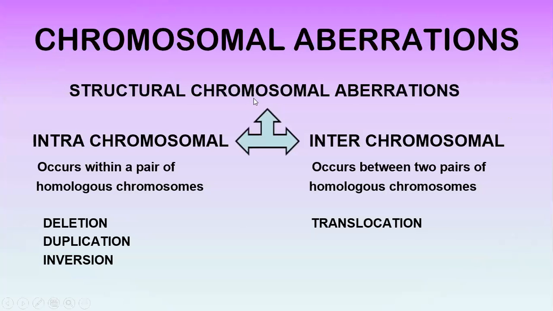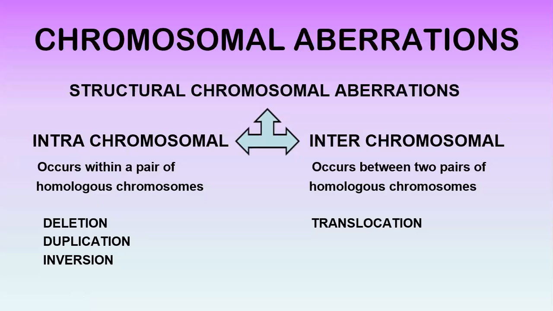The structural chromosomal aberrations are of two types. Number one, intrachromosomal structural aberrations. And number two, interchromosomal structural aberrations. Intrachromosomal means the structural changes occur within a pair of homologous chromosomes. I repeat, intrachromosomal aberrations occur within a pair of homologous chromosomes.